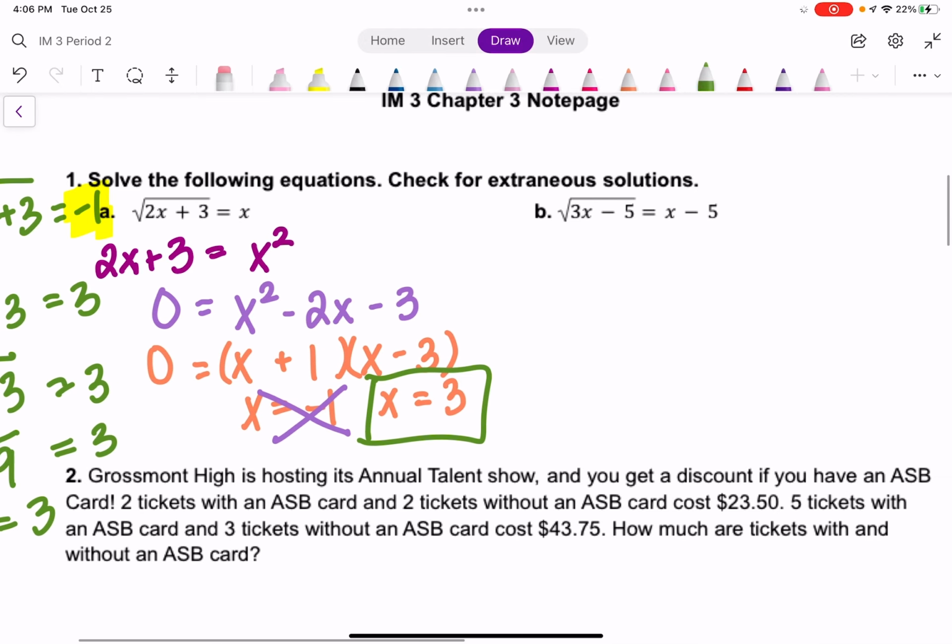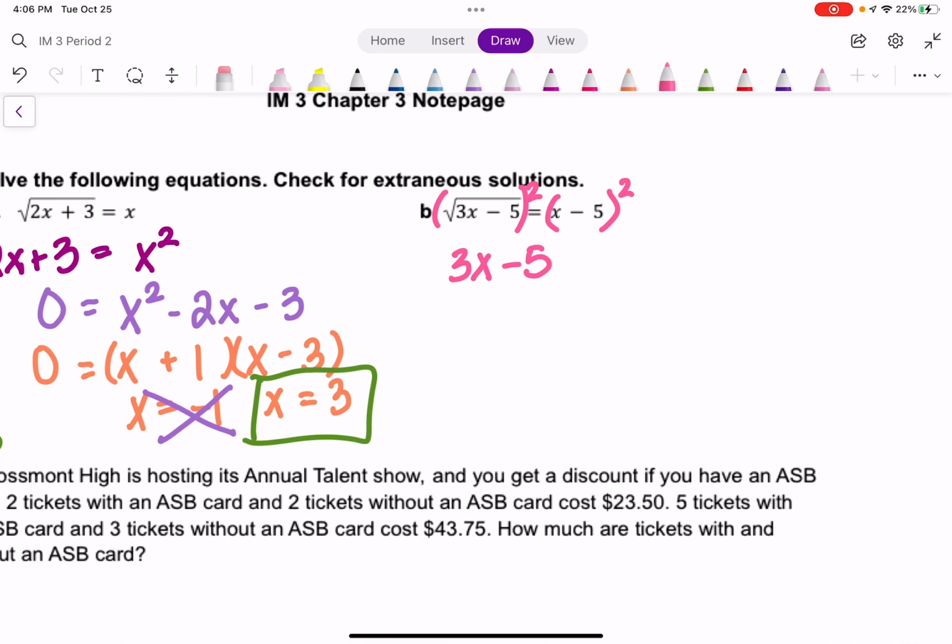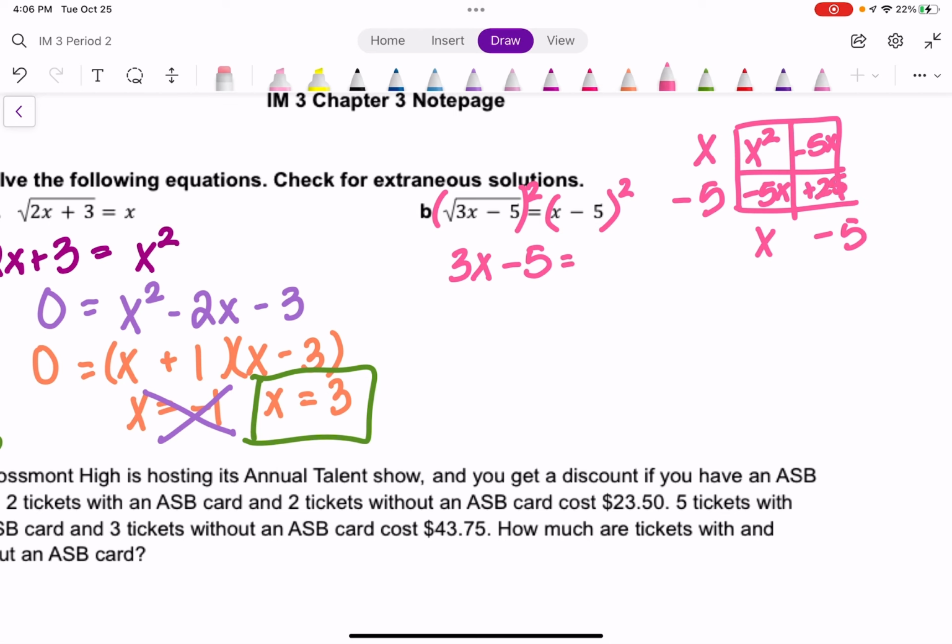Okay, on part B, same idea. If we want to get rid of this square root symbol, we need to square both sides. So on the left, we'll be left with 3x minus 5. On the right, we need to make sure we use our box method to multiply out x minus 5 squared. So on one side, we'll have x minus 5. The other side will have x minus 5. So we'll get x squared minus 5x minus 5x plus 25. So on the right, we have x squared, and minus 5x and minus 5x from our box combine to give us a minus 10x plus 25.